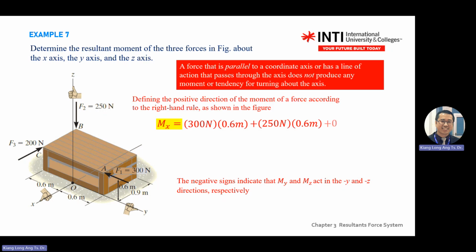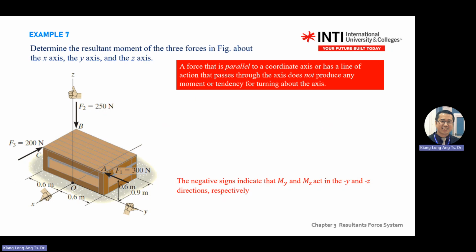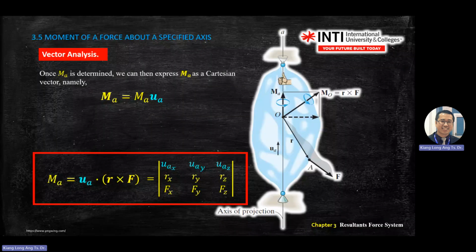Okay, so this one highlights what happens when the force is parallel to the coordinate axis. A force parallel to the axis, or with a line of action that passes through the axis, does not produce a moment or turning about the axis. So this is just explaining this line.